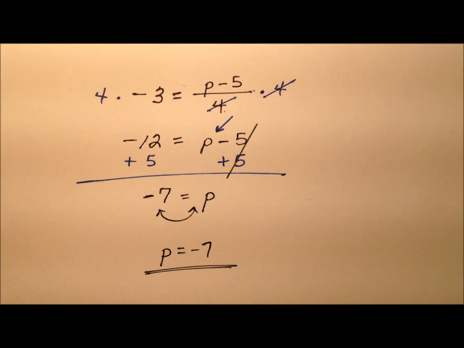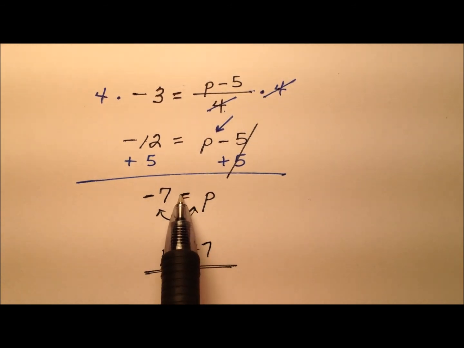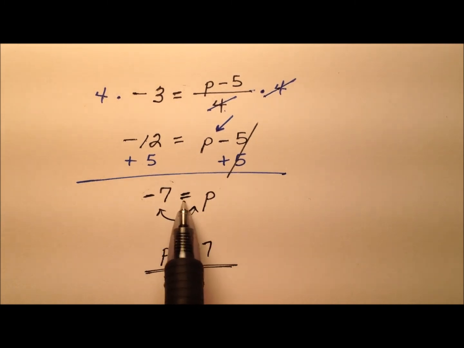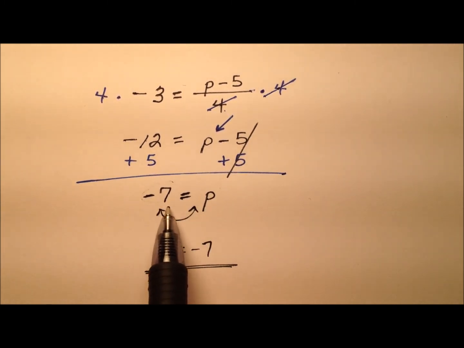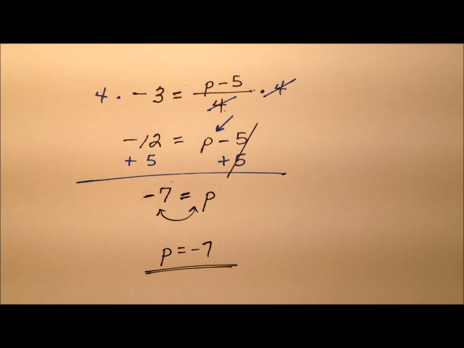And we can do so using what we call the symmetric property of equality, which just says if these two expressions are equal to one another, then I can exchange them, the left side for the right and the right side for the left. And again, that's the symmetric property of equality. So we're saying here our value for p is negative 7.